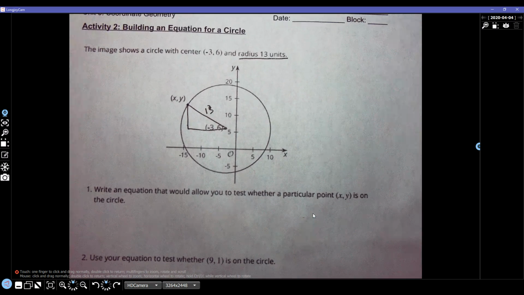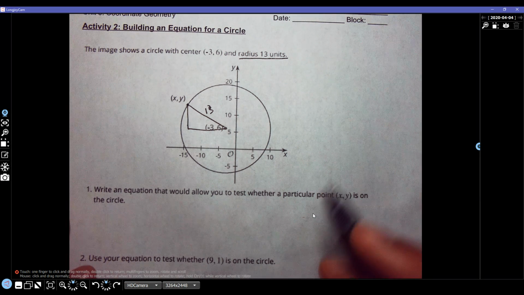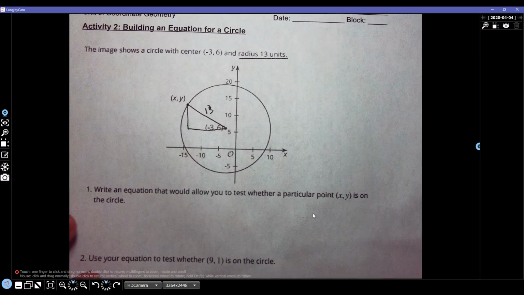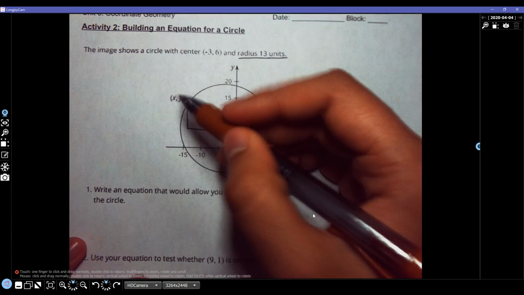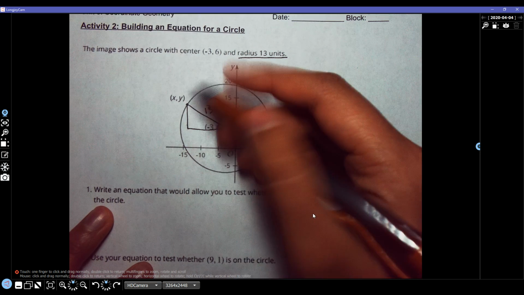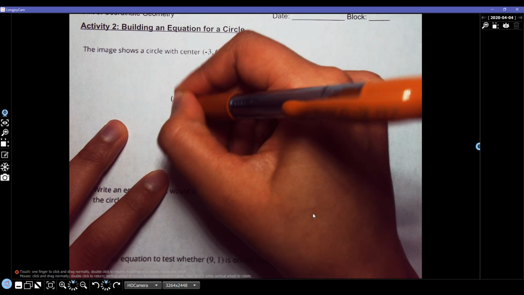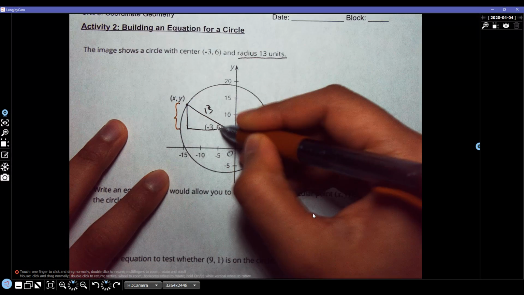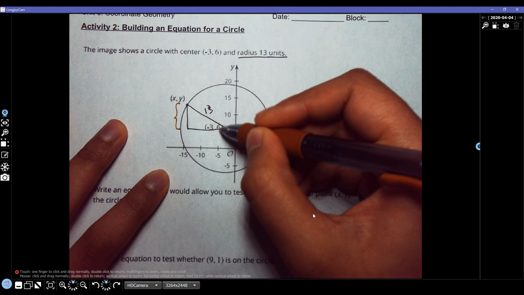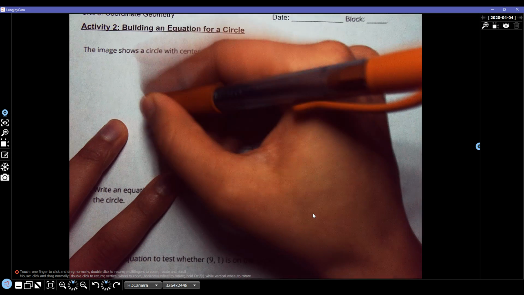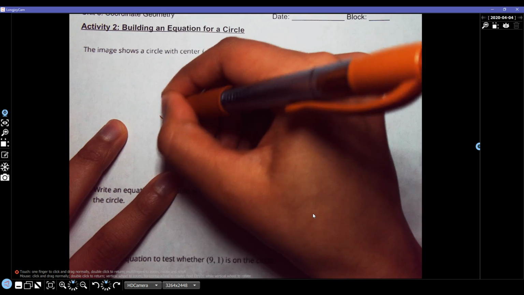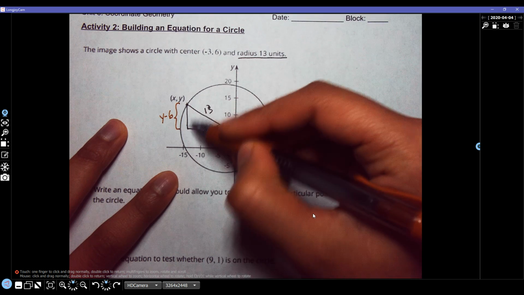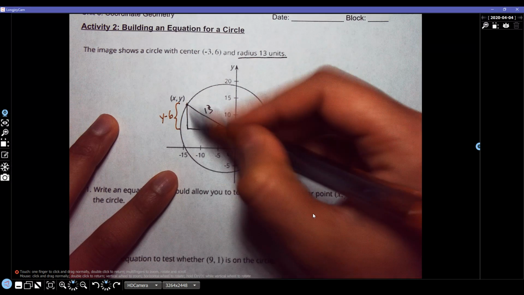In our previous example, we had subtracted 10 from 25. So here, for our y value, which we don't know, we can subtract 6, the y coordinate of our center point, from our y value. So y minus 6. This will give us this vertical distance over here.